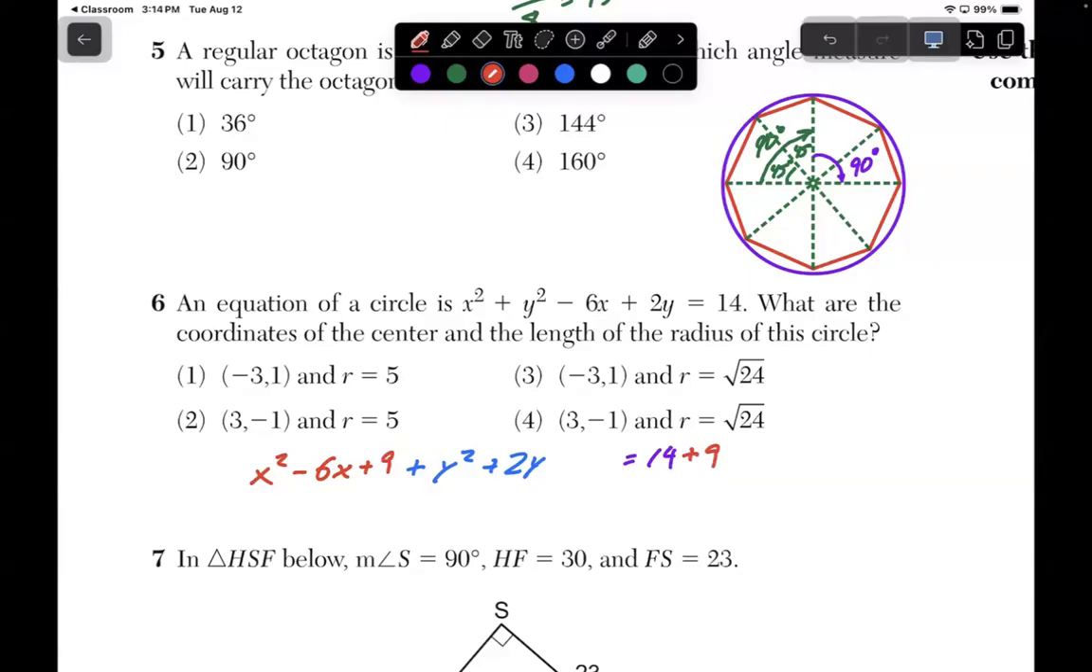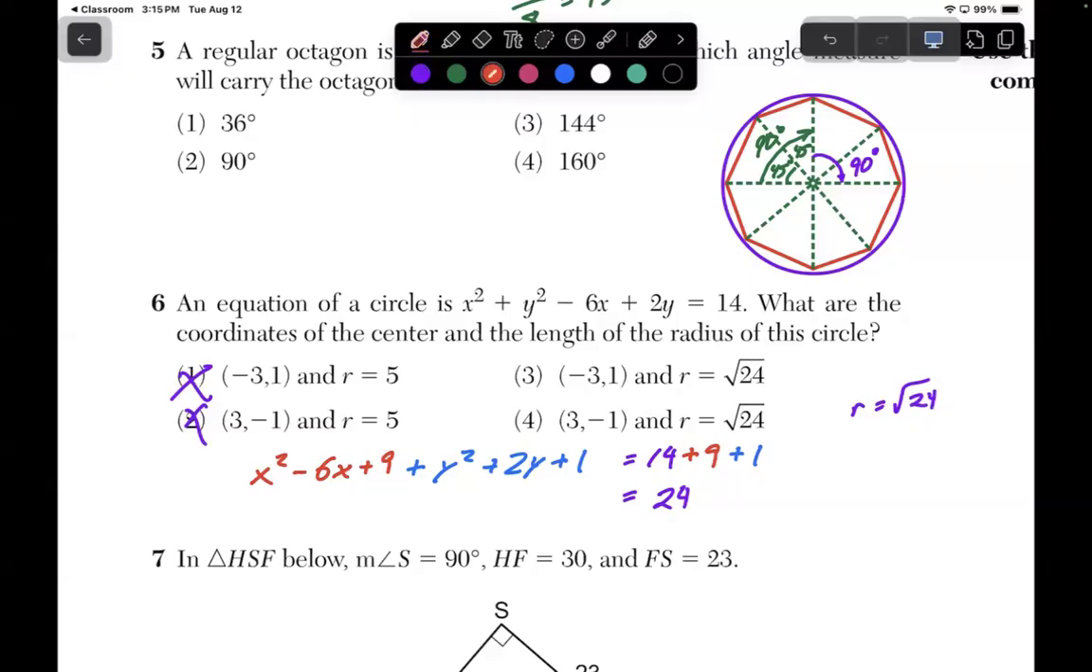So -6 divided by 2 is -3. -3 squared is 9. Add that to both sides. Same here with this one. What is 2 divided by 2? That's 1. 1 squared is 1. Add that to both sides. Now, I'm able to eliminate 2 answer choices. Here's why. Notice this all equals 24. So the radius has to be radical 24. So it's not either of these two. So I've already got it to a 50-50 chance. Now I just have to figure out which one it is.